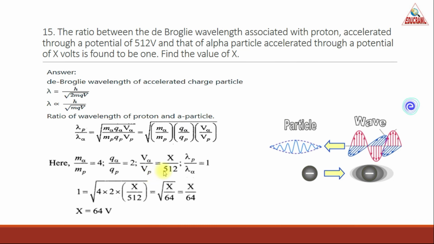Vp, that is the potential of the proton, we know it as 512, and lambda p by lambda alpha is given as 1. Hence, substituting in the above equation, we get 1 is equal to square root of 4 into 2 into x by 512. Simplifying this, we get 1 is equal to x by 64. Hence, x is equal to 64 volts. So the value of x, that is the potential with which an alpha particle is accelerated, is found to be 64 volt.